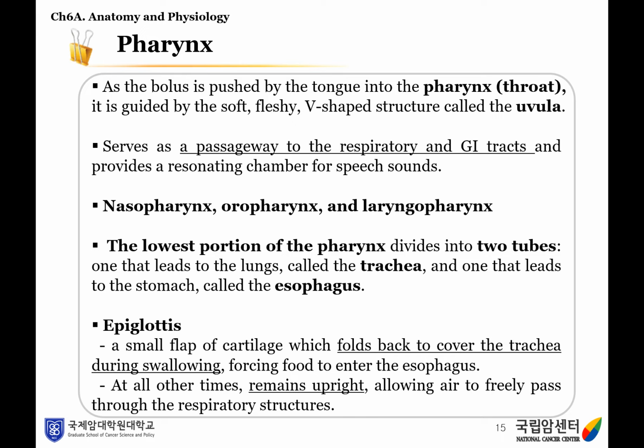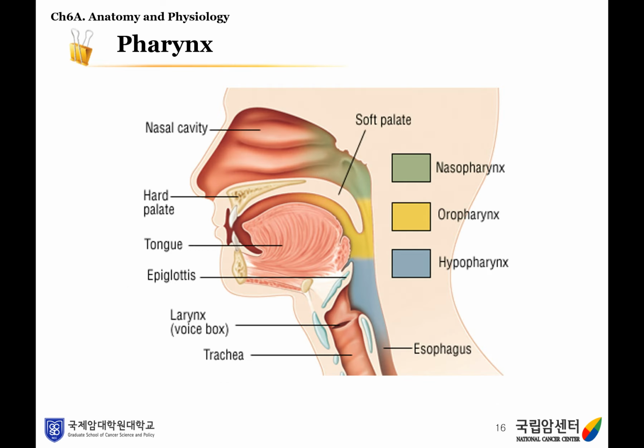And also, the lowest portion of the pharynx divides into 2 tubes. One that leads to the lungs is called the trachea, and one that leads to the stomach is called the esophagus. And there is a small flap of cartilage called the epiglottis, which falls back to cover the trachea during swallowing, forcing food to enter the esophagus. At all other times, it remains upright, allowing air to freely pass through the respiratory structures.